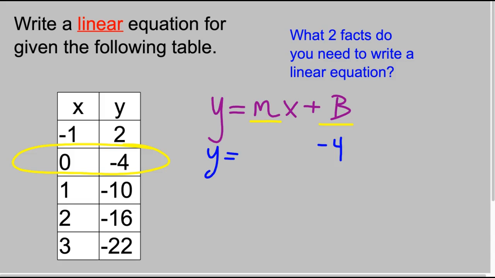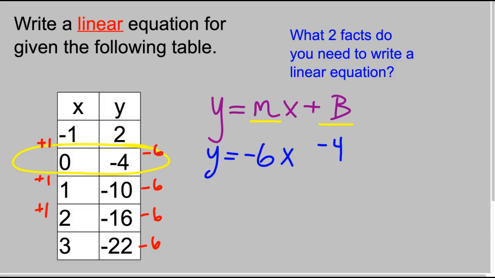So each x is increasing by 1 and the y is decreasing by 6. So it's like minus 6, minus 6, minus 6, minus 6, as x increases by 1, so this is plus 1, plus 1, plus 1. As x increases by 1, y decreases by 6. So therefore the slope is going to be negative 6. y equals negative 6x minus 4.